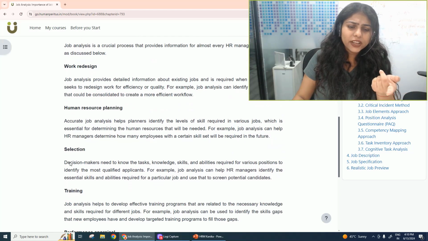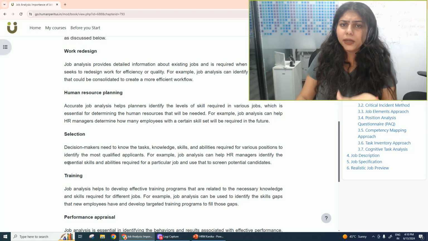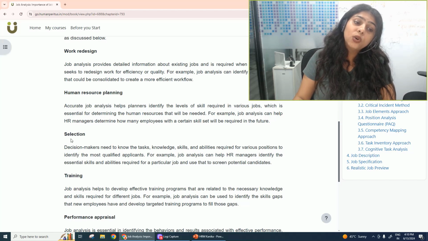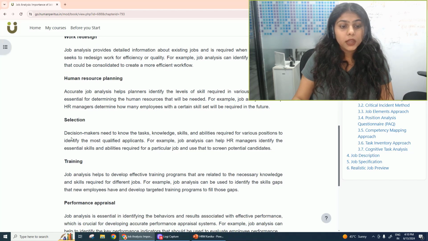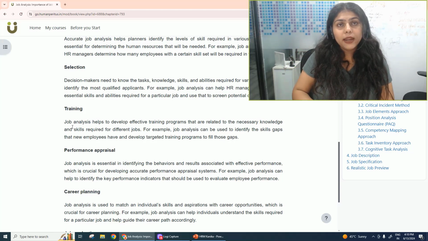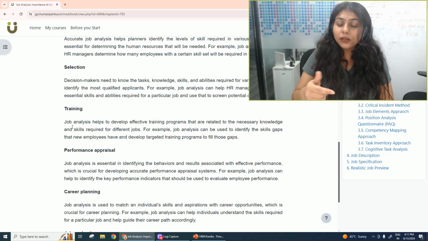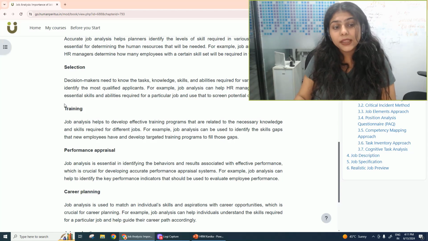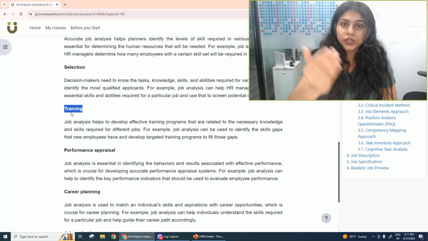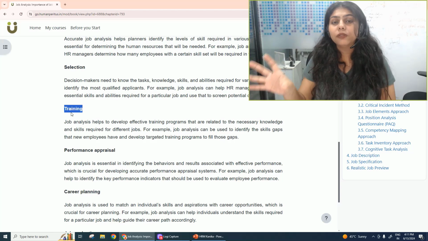Now, selection. Now that I know what kind of people I'm looking for, I have my options very narrowed down, and that will help the whole selection process for my company. Then training. Okay, I've hired one employee, but when I do the job analysis, there is one skill that should have been in this guy, but it's not. So what I do is I provide training to my employees who have skill gaps. I will bridge those gaps via training. How? By doing the analysis of the job.